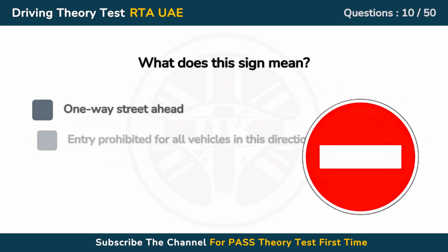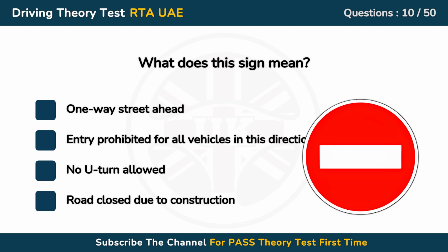Question 10. What does this sign mean? A. One-way street ahead. B. Entry prohibited for all vehicles in this direction. C. No U-turn allowed. D. Road closed due to construction.